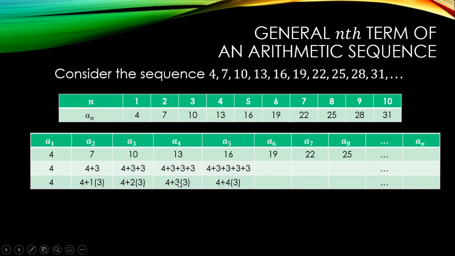In the fourth term, we have 4 plus 3 times 3 because there are three 3's in the second row. And on the fifth term, we have 4 plus 4 times 3 because there are four 3's in our sequence. Okay, can you write the eighth term?